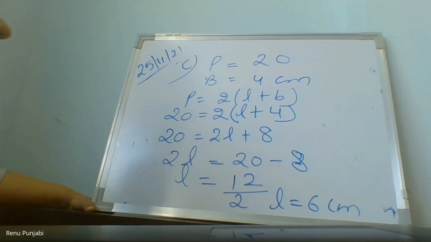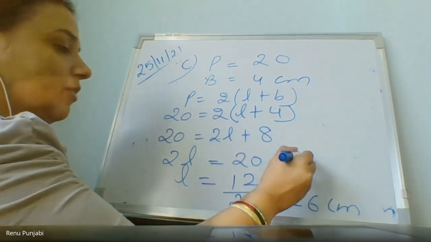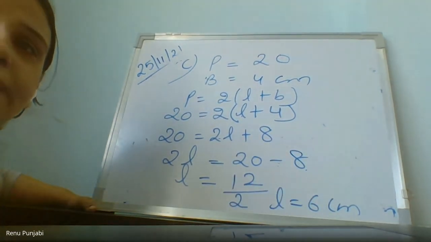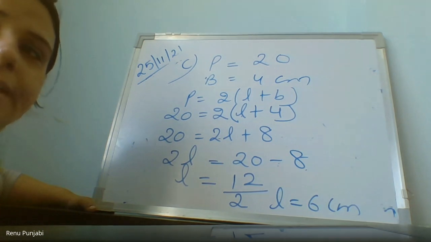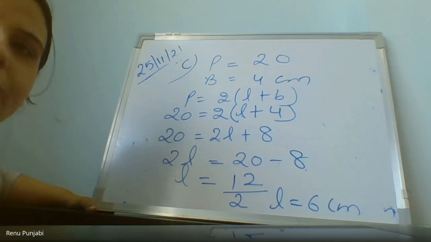Two times length, 2 times breadth. This is clear to you all? How we have done? Any doubt to any child? Completed everyone?